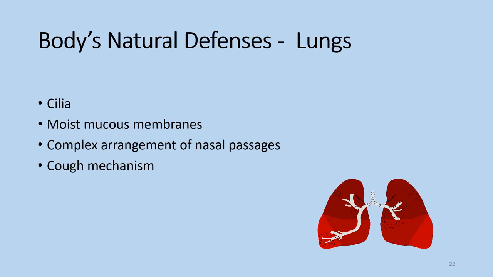Your lungs offer protection as well from airborne and droplet diseases. We have cilia, which trap organisms, and moist mucous membranes, which trap organisms. It's a complex arrangement of passageways that are lined with moist mucous membranes, and we have a cough mechanism. From the day we're born, these are present.